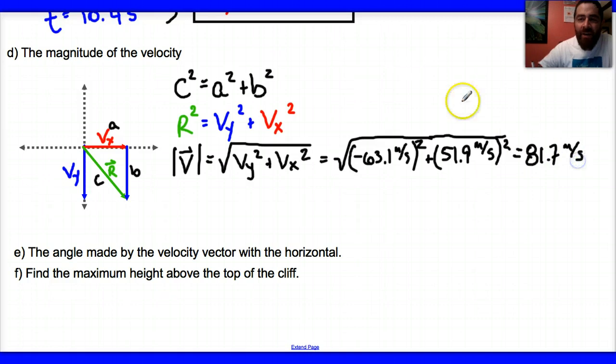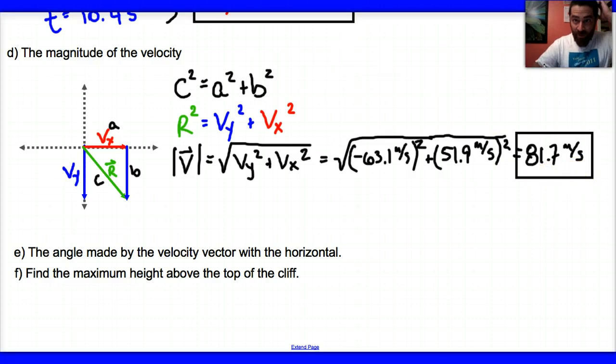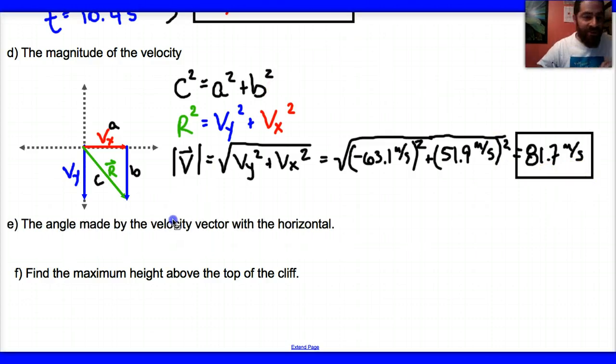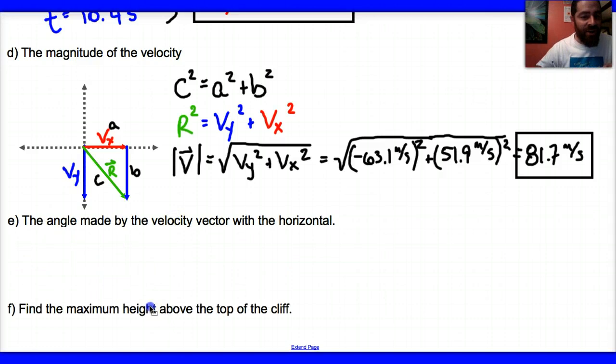meters per second. So the answer to part D, what's the magnitude of the velocity? 81.7 meters per second. Of course, we were well prepared to answer the next question. We knew it was coming. It usually is. And that is, what's the angle made by the velocity vector with the horizontal? Here's the angle theta that's in question. And I should recognize that the tangent is going to be the opposite side, or the y component, over the adjacent side, which is the x component of the vector.